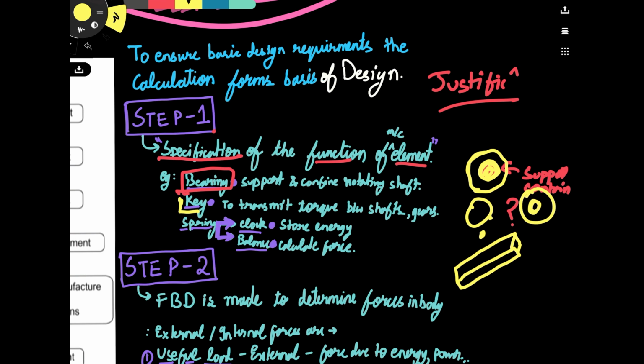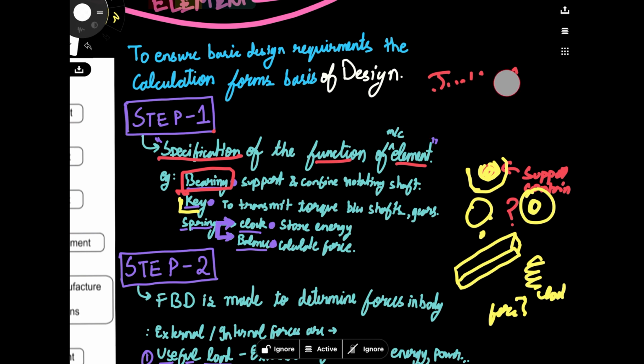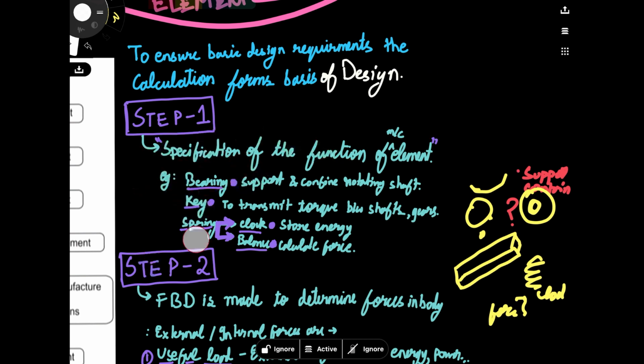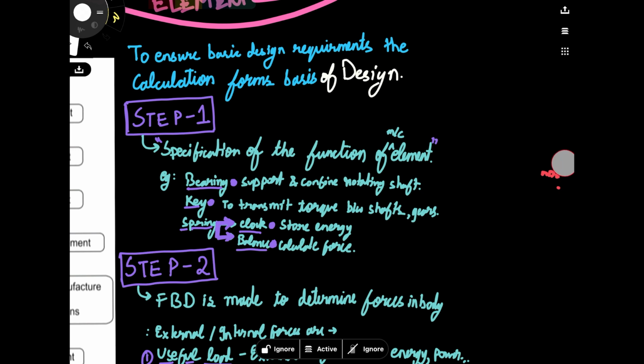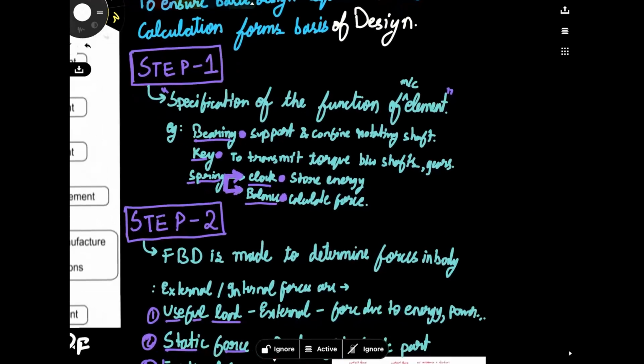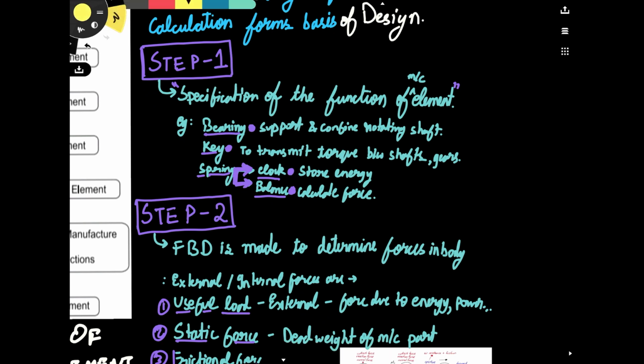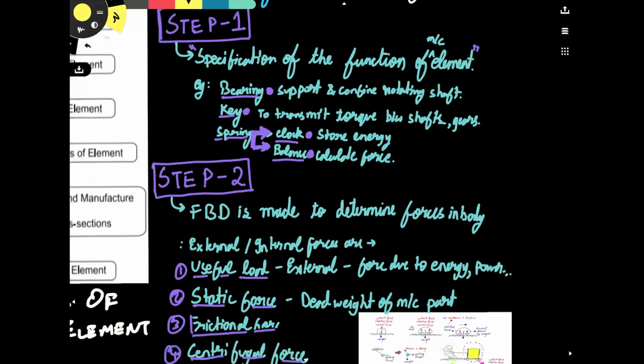After that we have a spring. A spring is a generic element, right? It can be used to store energy, for example in clocks, or it can be used for measuring force. How? Well, in a spring balance we use it as a principle. You all might have heard the formula F equals kx and all those things, right, where k is the spring constant. So the first step is to specify the function of the machine element, and that is very necessary, because on the basis of that only we are going to design it.